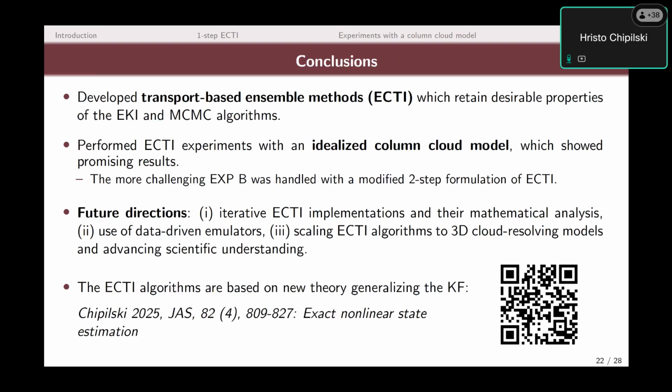So I think in the interest of time, I would stop here. I'll let you skim through these conclusions, and I'll be happy to take any questions. And you're also welcome to scan this QR code, which has a reference to my exact nonlinear state estimation paper, which is serving as a basis for the methods I described here. Thank you very much for your attention.